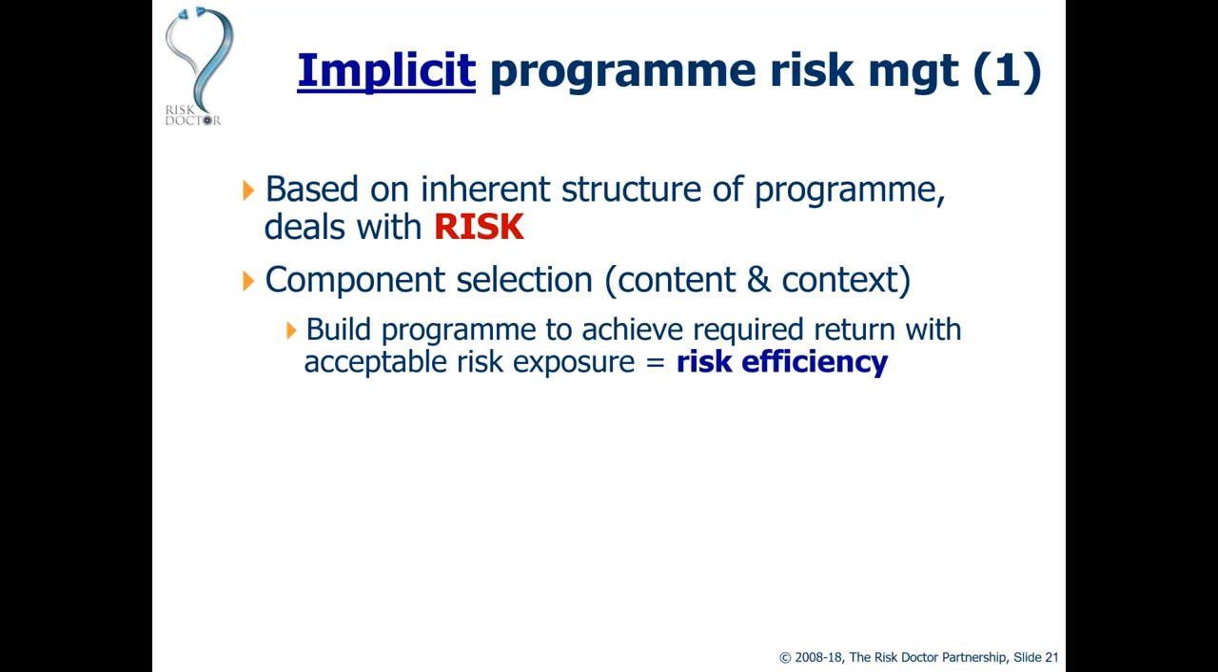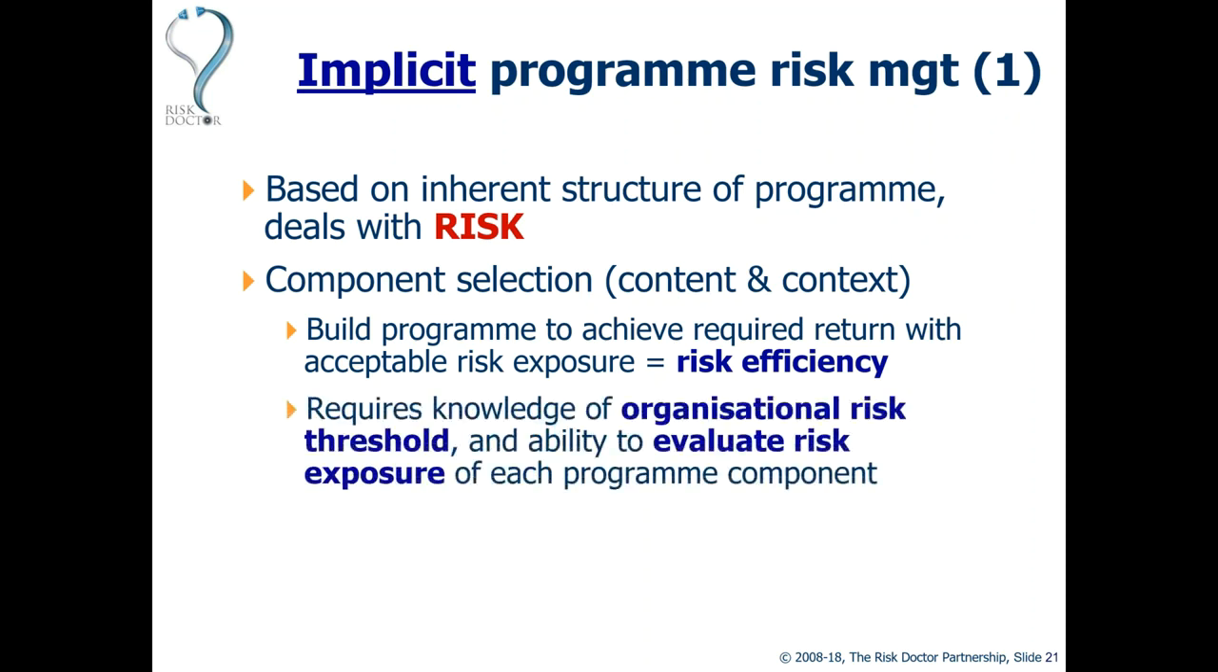And so it's a question of how we maintain the required level of return whilst understanding what risk exposure is associated with that. And once we know the risk efficiency requirement, then we can choose the components within our program to get the right level of risk in order to achieve the required return. So this is part of our implicit program risk management. We're not managing individual risks. We're managing how risky the program is by considering the components, or the content and context of the program itself.